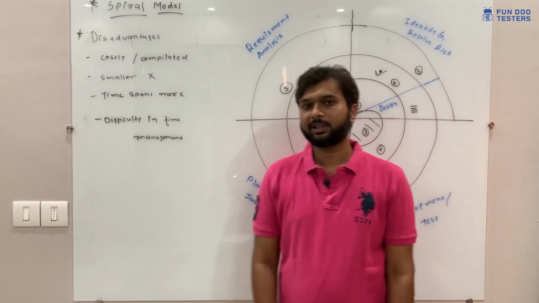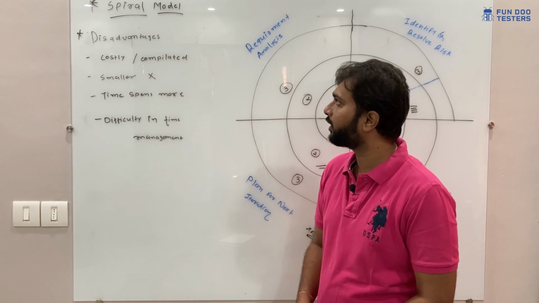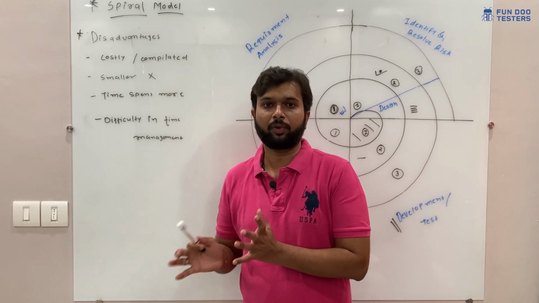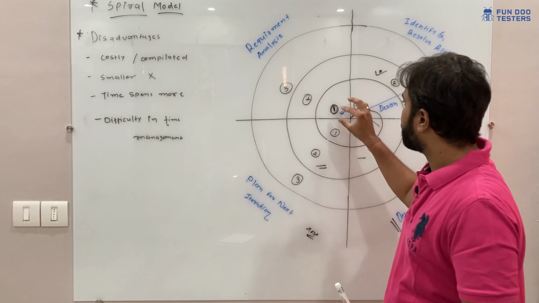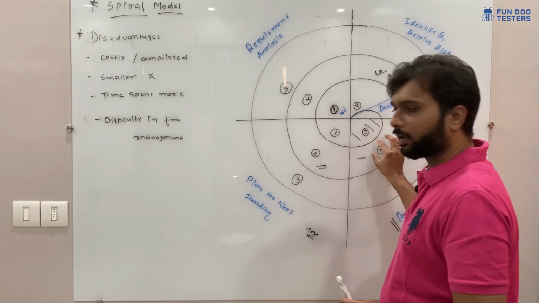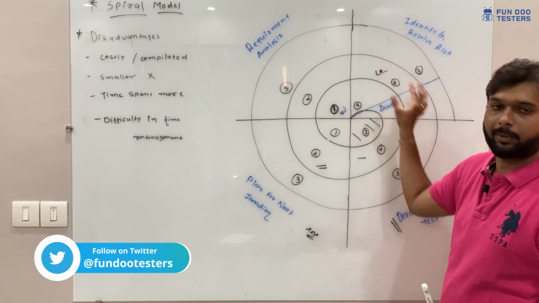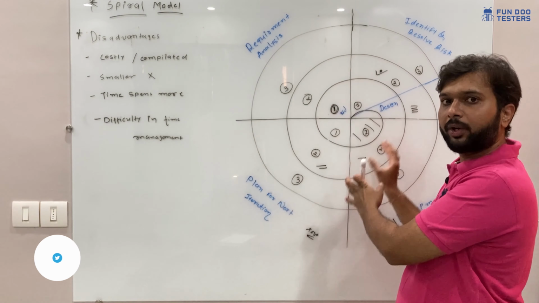Now we'll discuss the disadvantages of the spiral model. The first disadvantage is that it is costly and complicated. Compared to the waterfall model, this model is costly because in each stage, for example, we are working on the first stage, then the second stage. If we reach the third stage, by that time we also need a designer or some other resource, because we are again going to reach back there.